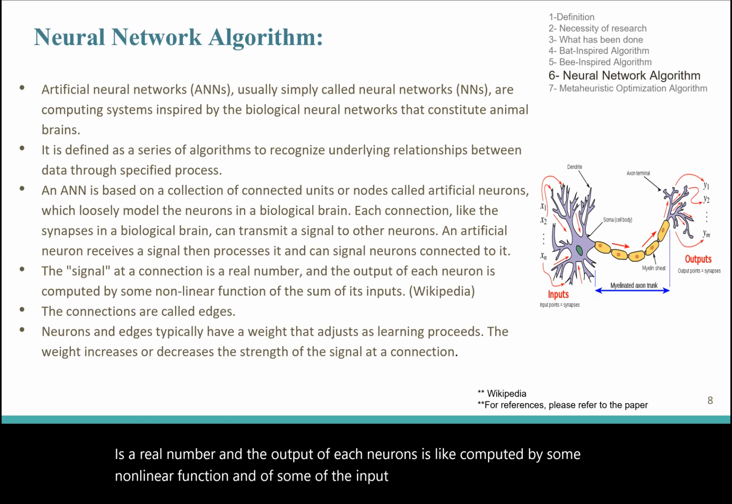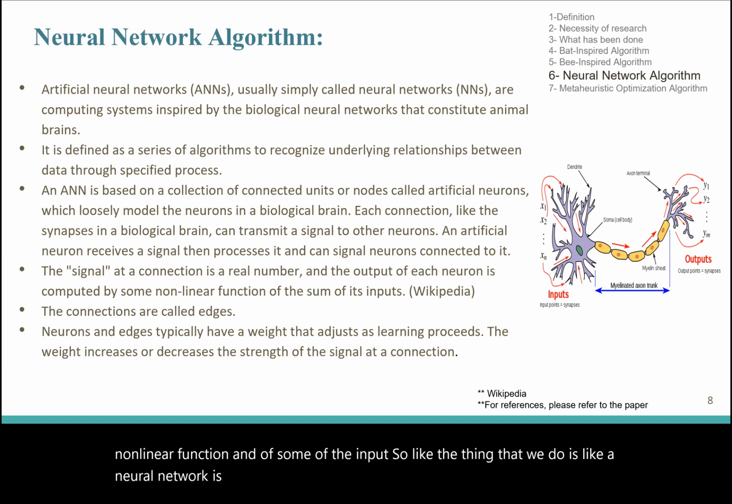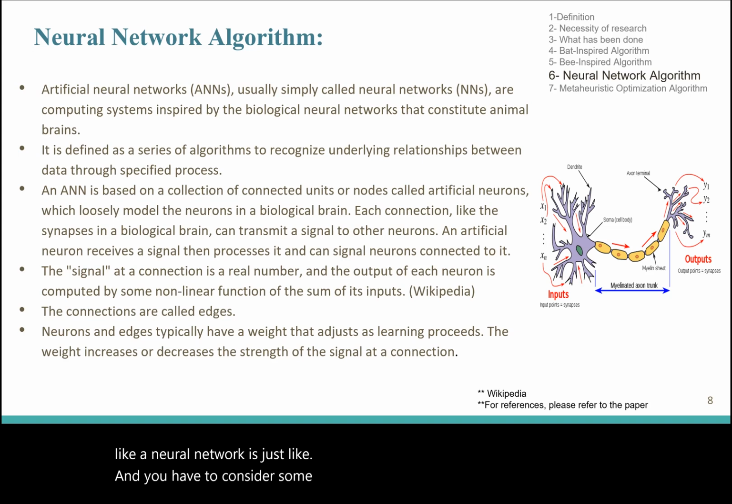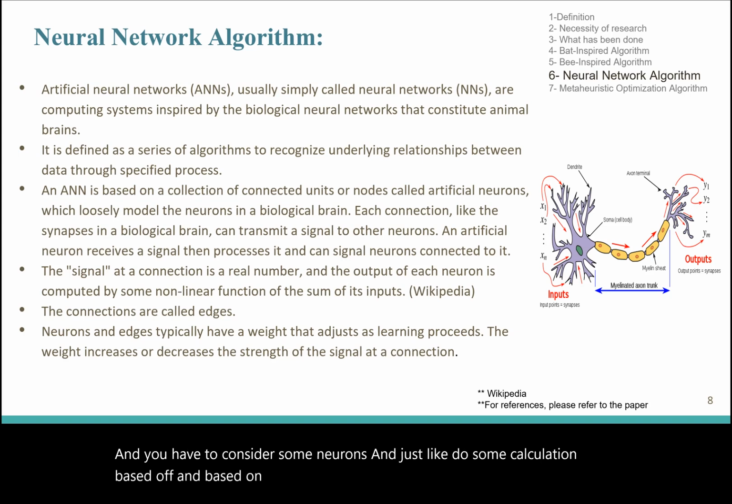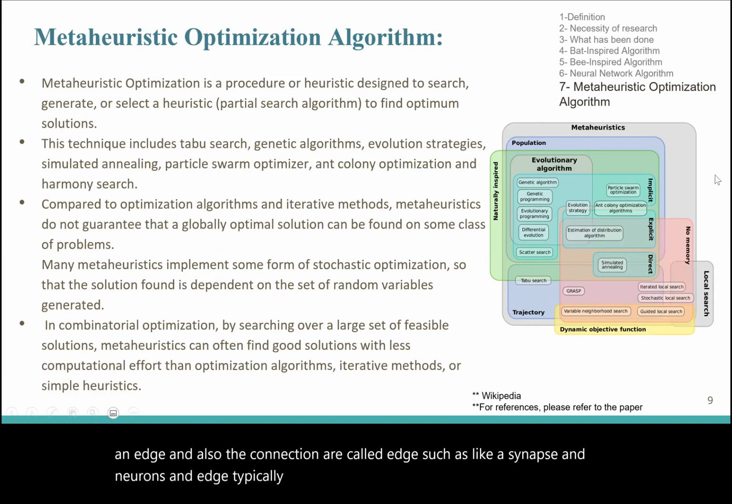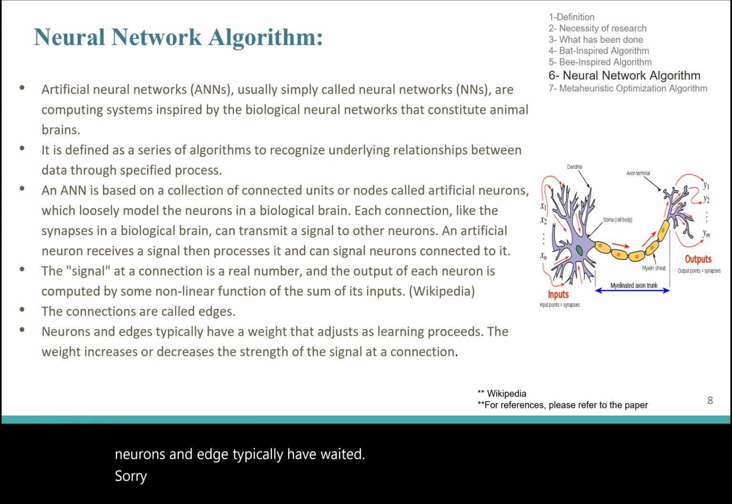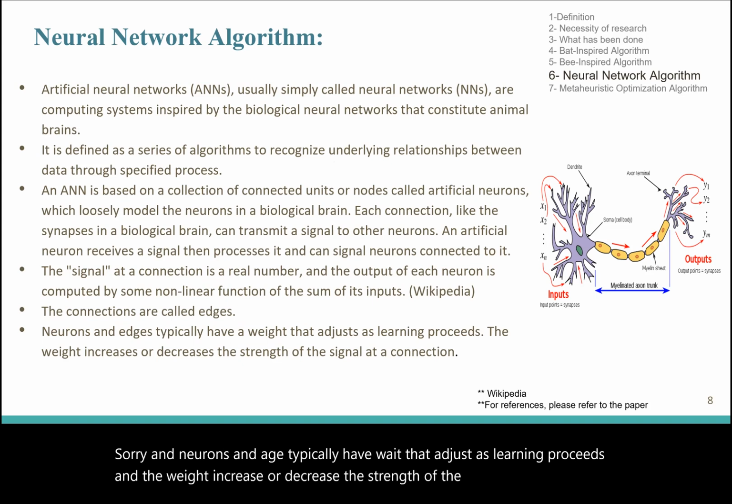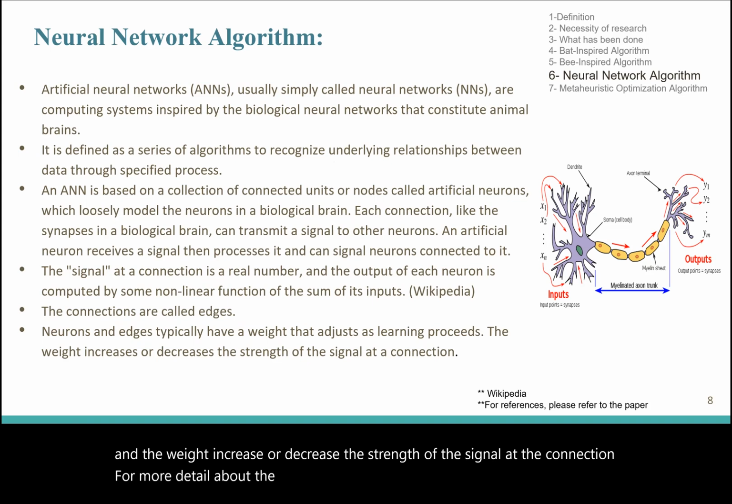So the thing that we do in a neural network is that we consider some neurons and do some calculation based on that with numbers. Also, neurons and edges, and the connections are called edges, such as a synapse. Neurons and edges typically have a weight that adjusts as learning proceeds, and the weight increases or decreases the strength of the signal at the connection. For more detail about the neural network, you can refer to our paper and see what others did with this algorithm.